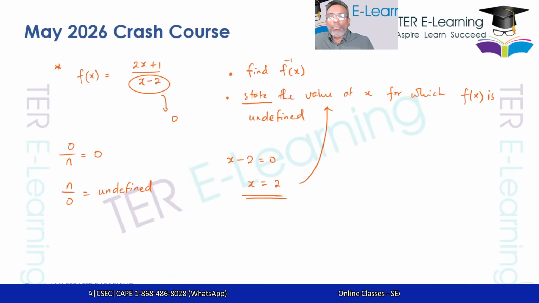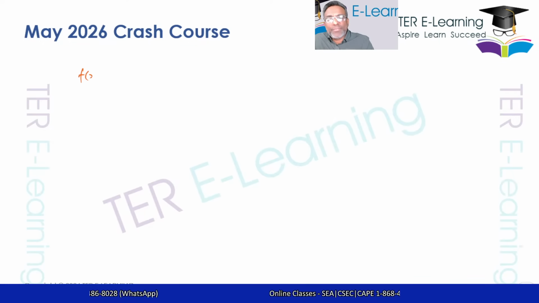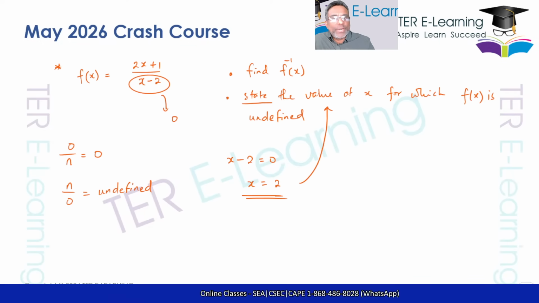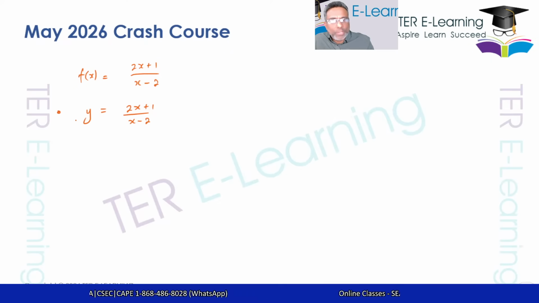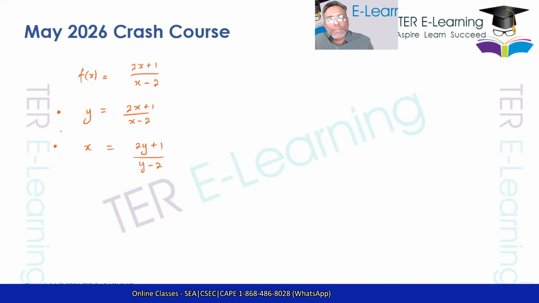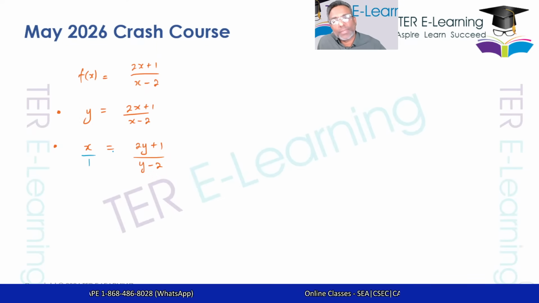The next thing here now, let's say f of x is equal to 2x plus 1 all over x minus 2, and you want to find the inverse of the function. This is the most difficult inverse CSEC can give us. So the first thing we're going to do is let y equal 2x plus 1 all over x minus 2. So that's step 1. The second step is the interchange. So you're going to say x is equal to 2y plus 1 all over y minus 2. So we're going to first write this as x over 1, and then cross multiply.